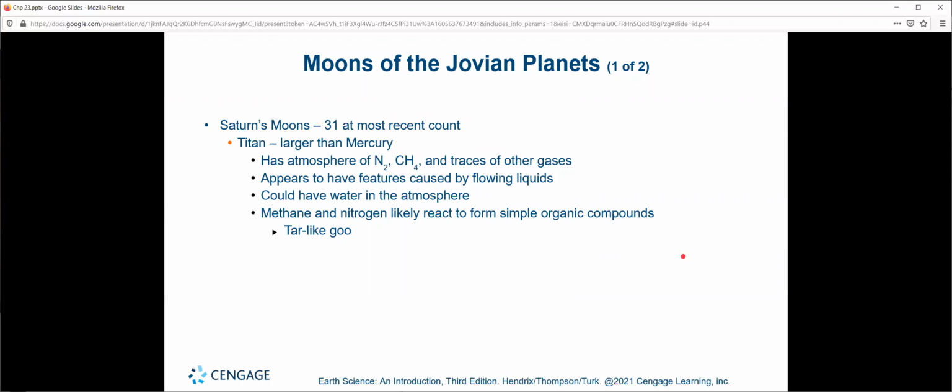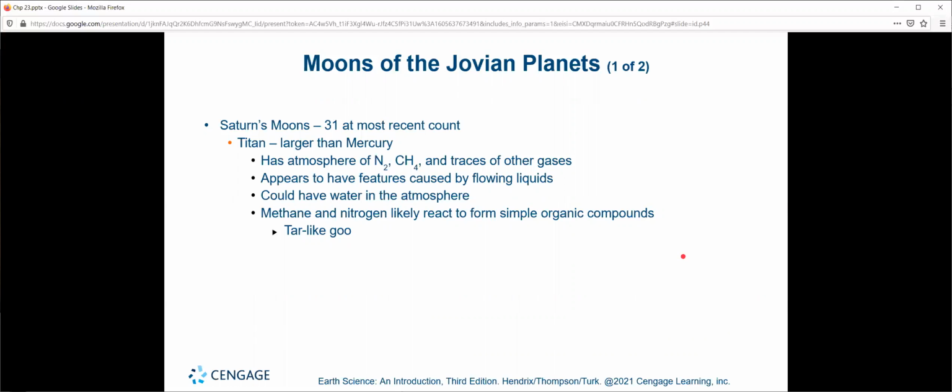And of course, we can move on to Saturn's moons. Saturn has some 31 moons that we've counted. The most interesting of those would be the moon Titan. Titan is very popular in science fiction. Titan A.E., I believe, is a movie from the late 90s, early 2000s. And the moon Titan itself is about as large, if not larger, than Mercury. Gigantic structure here. It has an atmosphere that's thought to have molecular nitrogen and methane in it, and appears to have evidence of possibly flowing liquids.